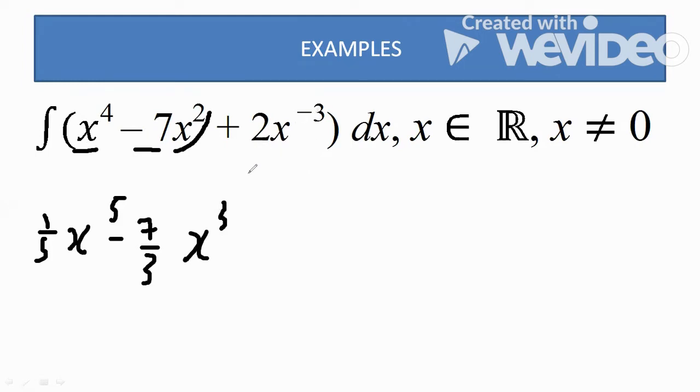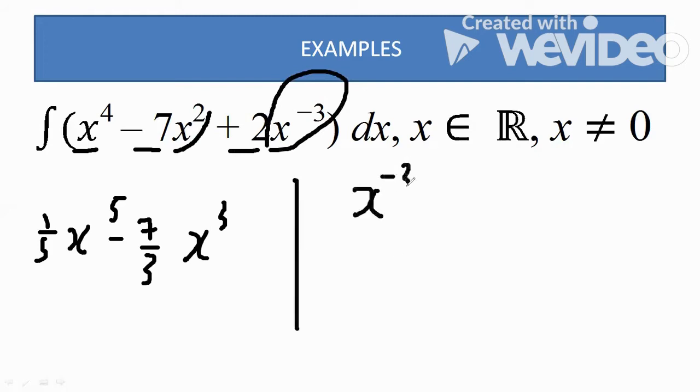The last one's a little tricky, but let me see if I can explain it. Ignore the plus 2 and just focus on the x to the negative 3. Let's integrate x to the negative 3. We're going to add 1, and whatever number we get, we're going to reciprocate it. Negative 3 plus 1 is what? Negative 2. So we reciprocate negative 2 to get negative a half. Then we're going to have x to the negative 2.